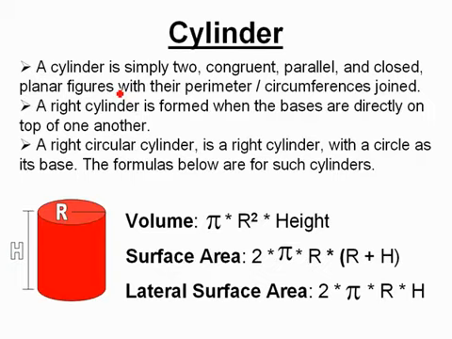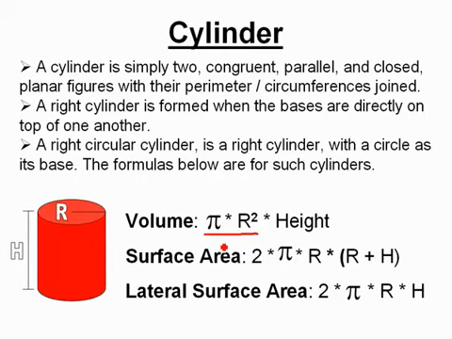Whereas a right circular cylinder is a right cylinder with a circle as its base. The formulas below are for such cylinders, meaning right circular cylinders. The volume is pi r squared times height. Well, if you recall, pi r squared is the area of a circle. So it's the area of a circle times the height, meaning the area of the base times the height, so it's exactly like a prism.